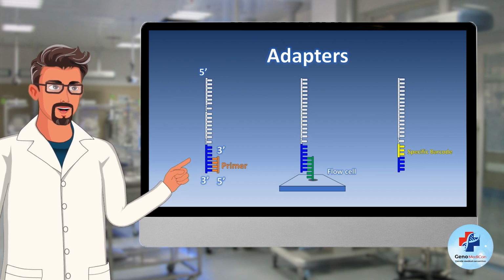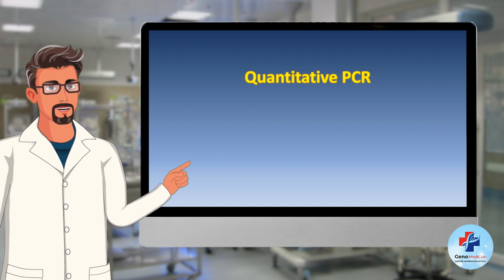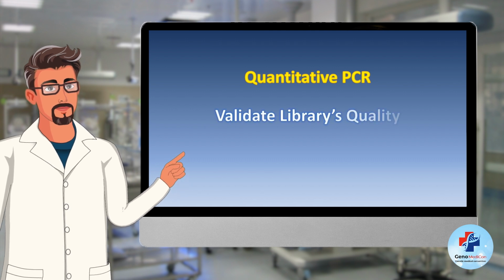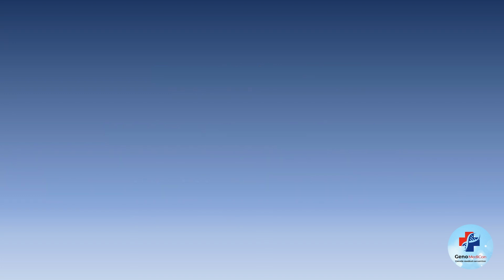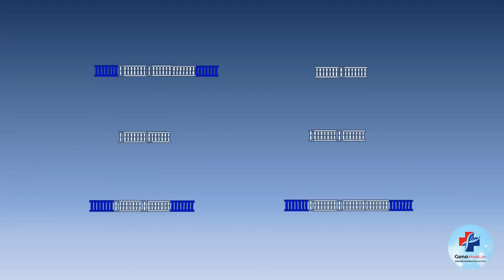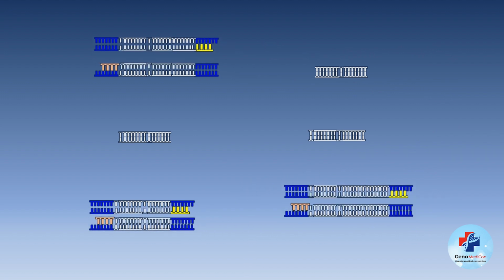Once adapters are ligated, some setups employ quantitative PCR, or qPCR, to validate the library's quality and ensure the adapters are properly attached. This step uses primers complementary to the adapter sequences, amplifying only those fragments that have been successfully attached to the adapters.